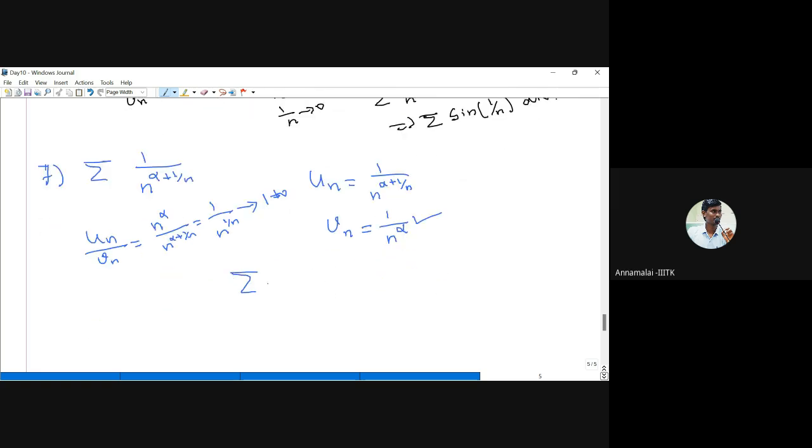When this series converges, summation Vn, for alpha greater than 1. If alpha is greater than 1, then we can directly write the given series. So for the given series summation Un, that is nothing but summation 1 by n power alpha plus 1 by n, is convergent if alpha is greater than 1.